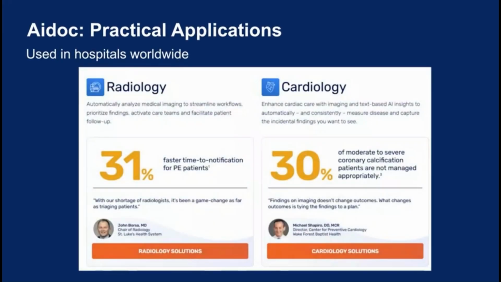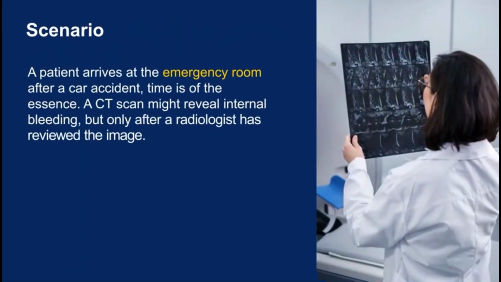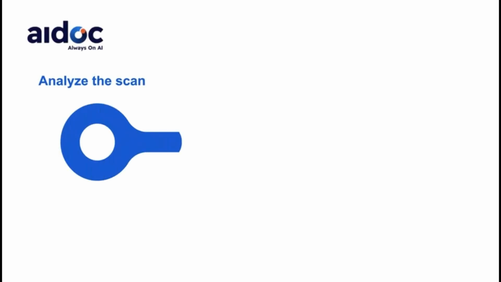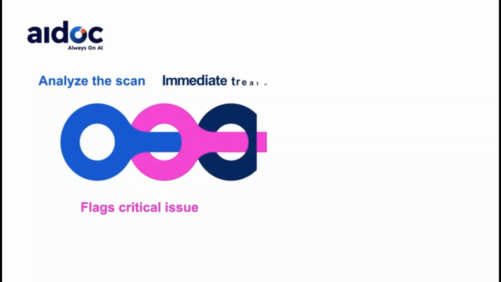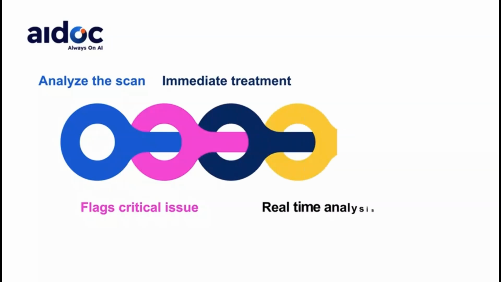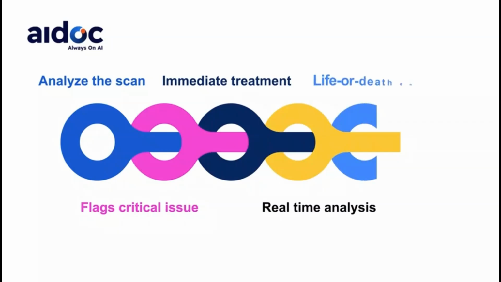In practical applications, AI Doc's system is already being used in hospitals around the world. For instance, when a patient arrives at the emergency room after a car accident, time is of the essence. A CT scan might reveal internal bleeding, but only after a radiologist has reviewed the image. With AI Doc, the AI can analyze the scan in seconds, flagging the critical issue so that the patient can receive immediate treatment. This real-time analysis can be the difference between life and death, especially in emergencies.